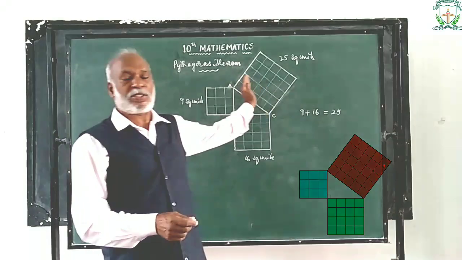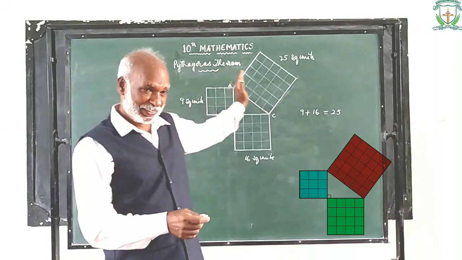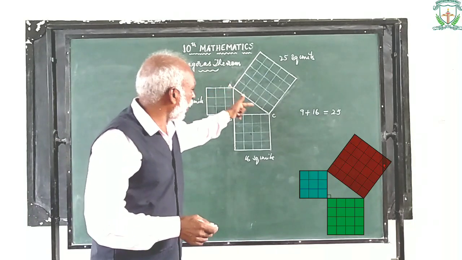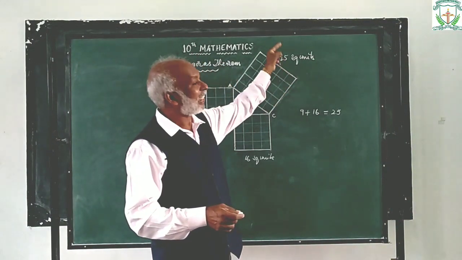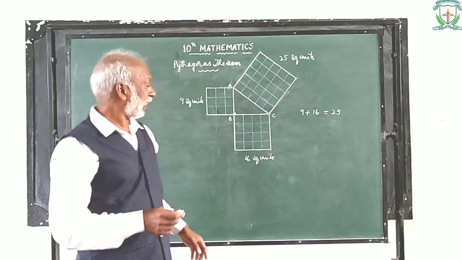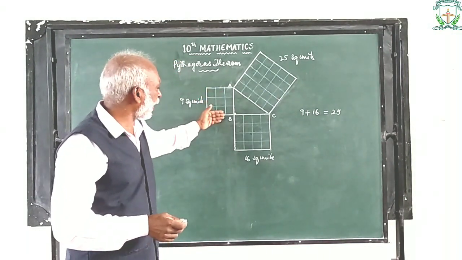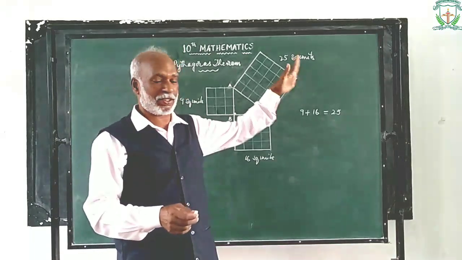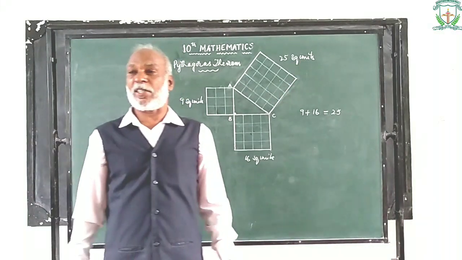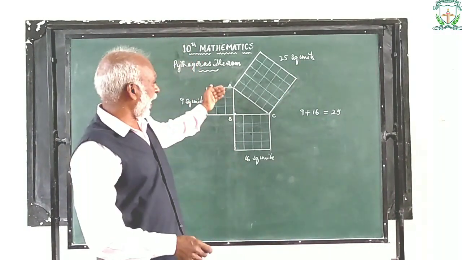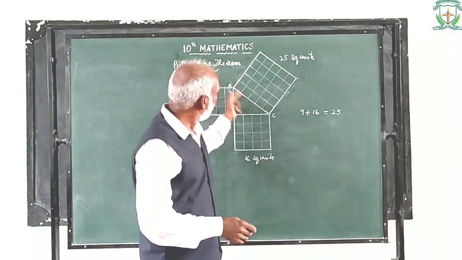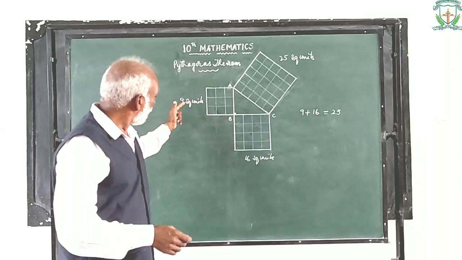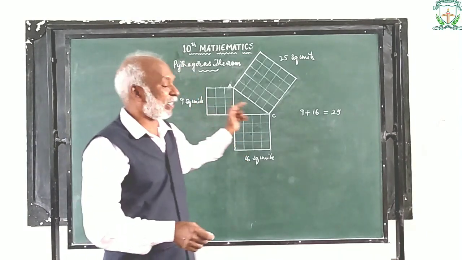So in a right angled triangle, the square on the hypotenuse is equal to the sum of the squares on the other two sides. That's all the theorem. In a right angled triangle, the square on the hypotenuse is equal to the sum of the squares on the other two sides.